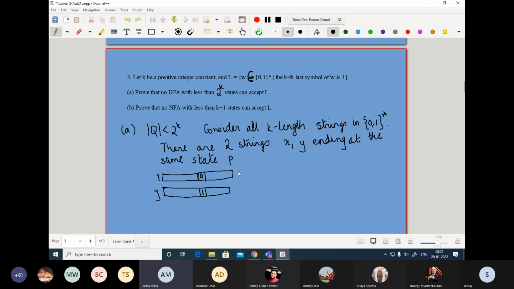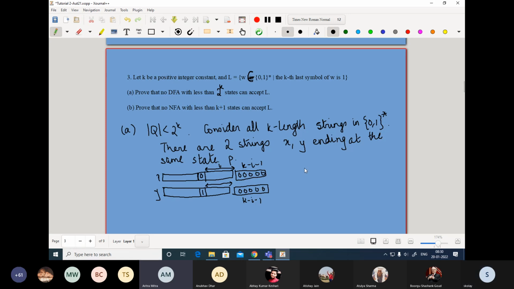And we start adding zeros to the right. Let's just assume that this length is i. And we will add k minus i zeros to the right of both of them. Not k minus 1 minus i, because k is the last symbol. But they were in the same state, so they will be in the same state after all of this.